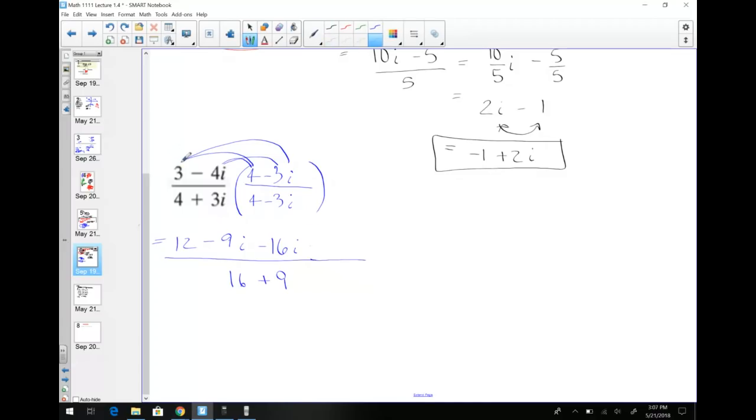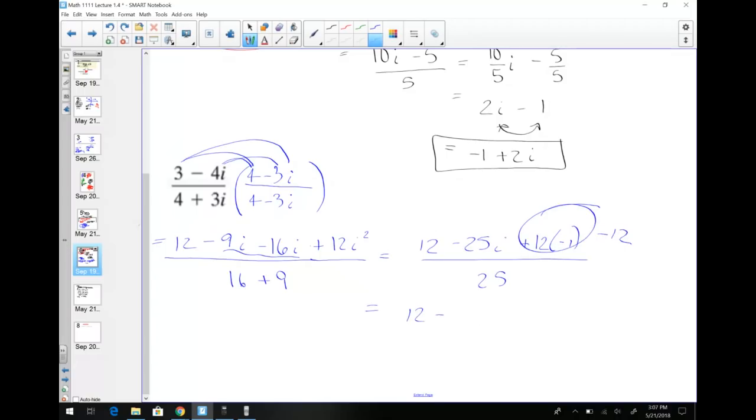Okay, just for fun, we'll go back over this. 3 times 4, 12. 3 times negative 3i, negative 9i. Negative 4 times 4, negative 16i. And then negative 4 times negative 3i gives me a plus 12 and an i squared. Okay. All right, so here we've got 12, and then notice that this looks to be negative 25i. And then plus 12 times negative 1 all over 25. And notice that all this stuff here looks like that's going to be negative 12.